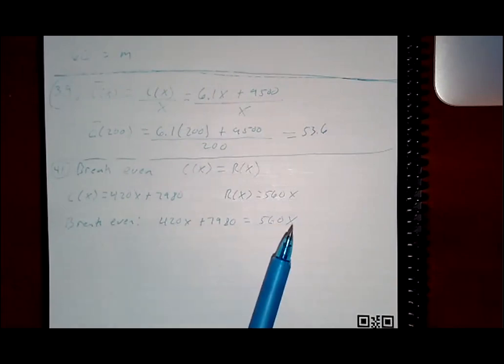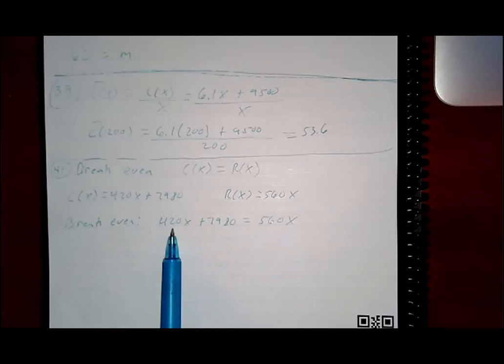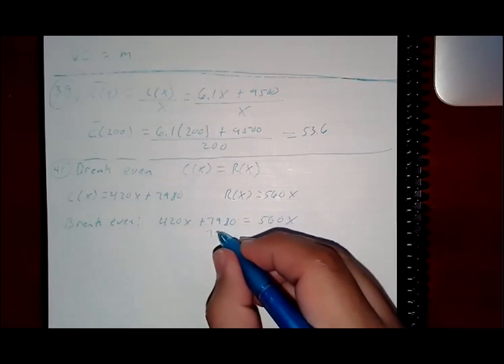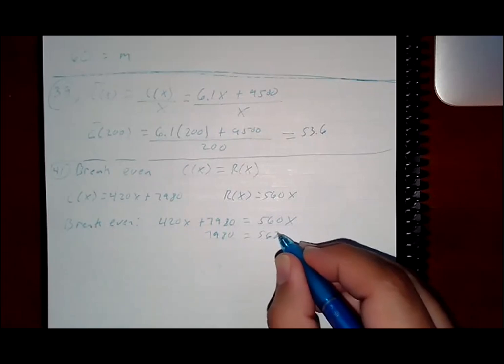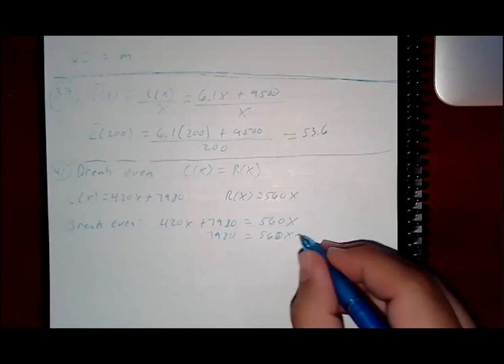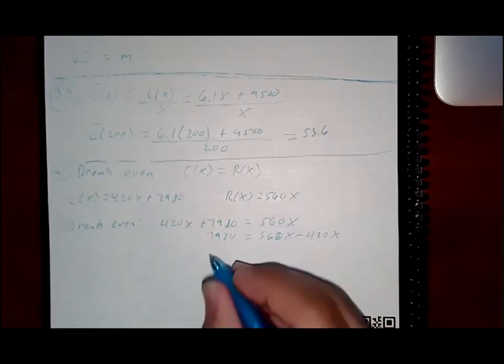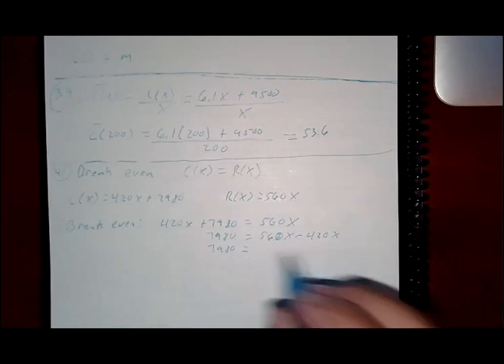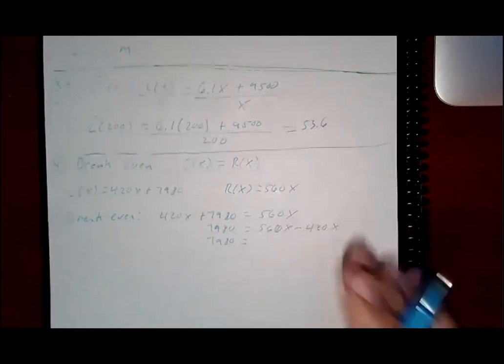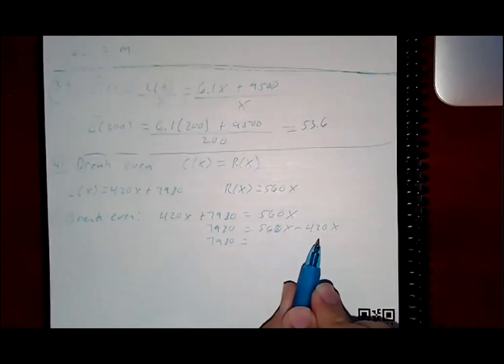You can subtract this x over here, or that x over there, doesn't matter. So yeah, I'm going to move this guy over there, just because it feels like it's easy. It could be the same thing. Ignore that crying dog in the background. 560 minus 420.